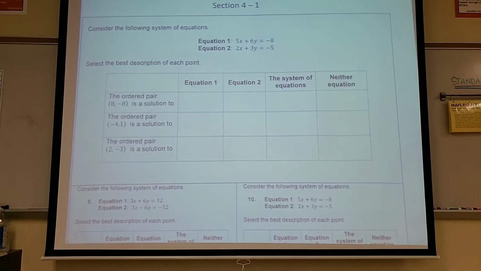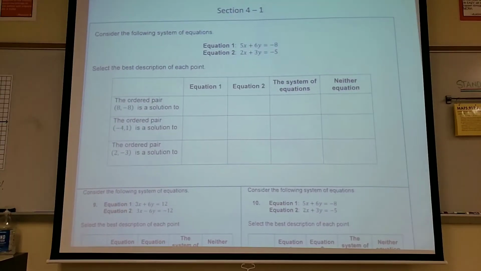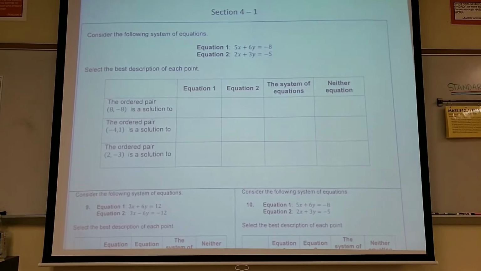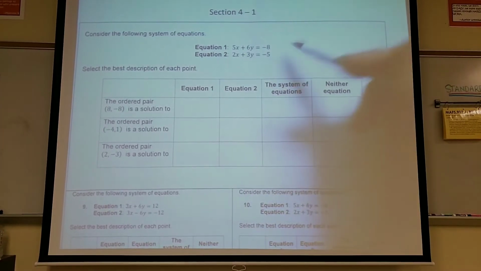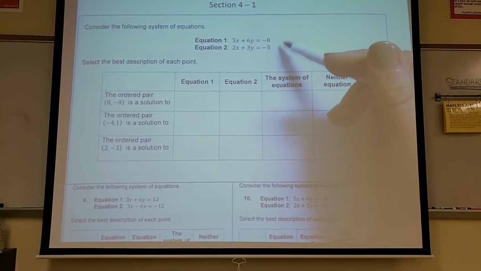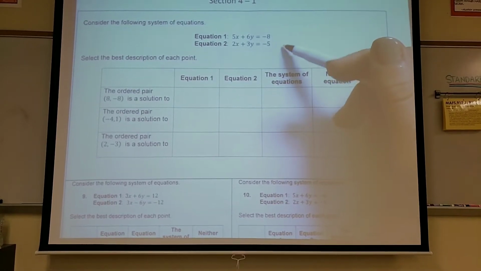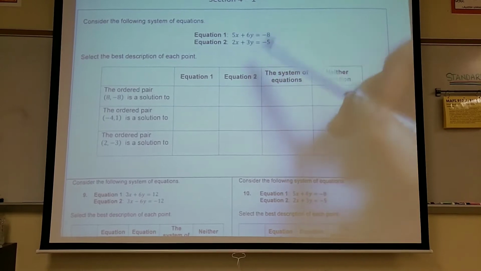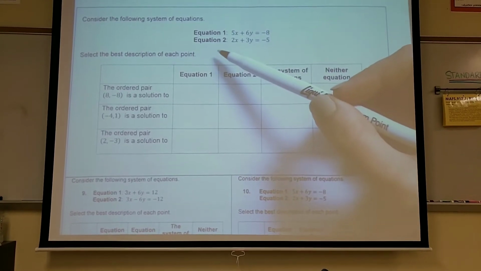So for this one, we have section 4, problem 1. It says, consider the following system of equations, and then we are given two equations in our system. Remember, a system of equations is two or more lines. So we could have 3 here, but we just have 2. It says, select the best description for each point.